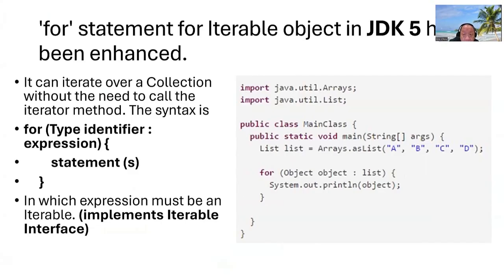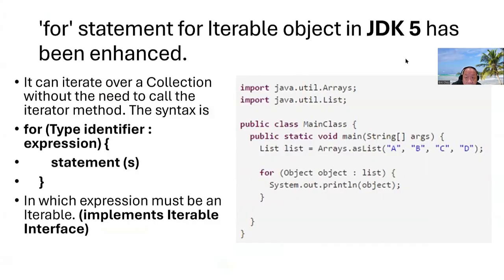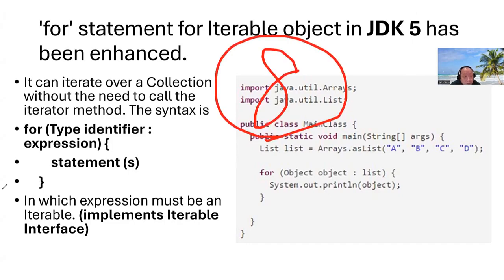Okay, for each loop is available after JDK 5, so starting from version 5. Right now it's version 26 already, so a long time ago. But remember, when you are tested, it's only on Java 8. For the AP exam, it's only Java 8.